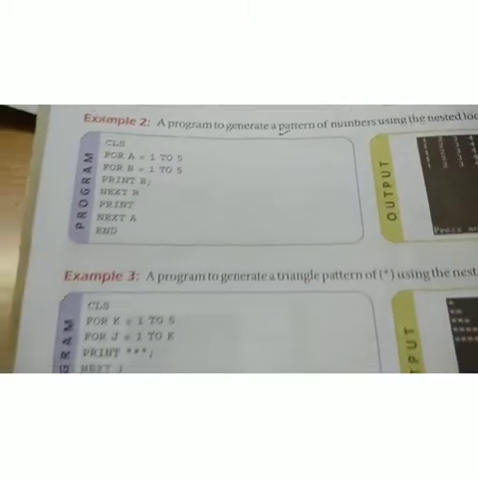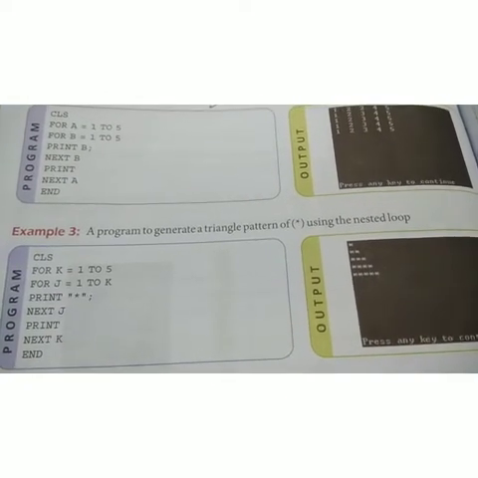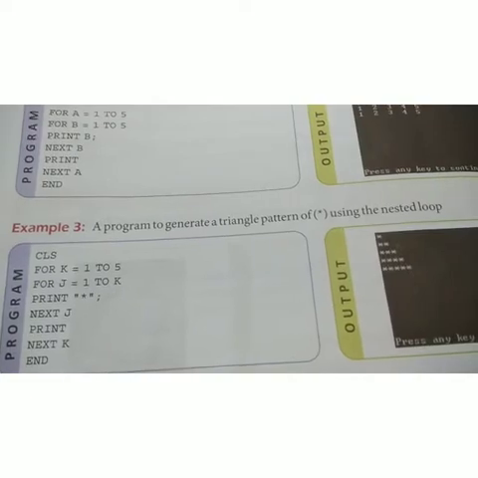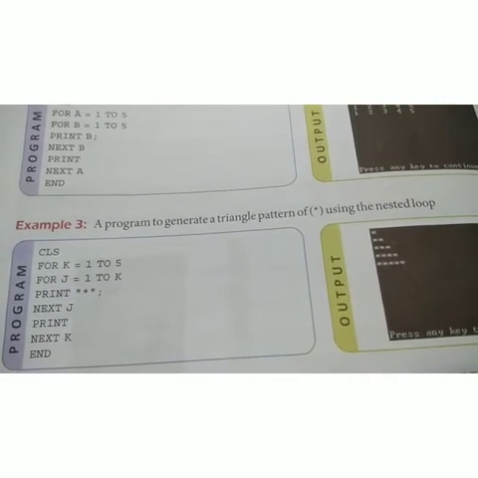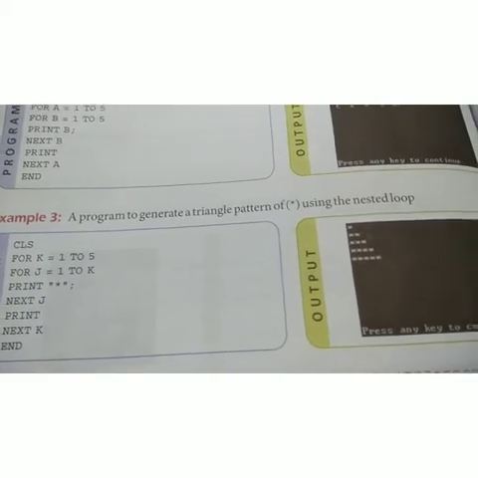Now next, students, example 3: a program to generate a triangle pattern of stars using the nested loop. CLS, for k equal 1 to 5, then for j equal 1 to k. Now print star, next j, and print, next k, then end the program. Now see and show the output on the screen.